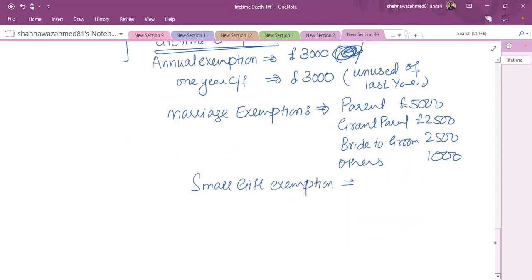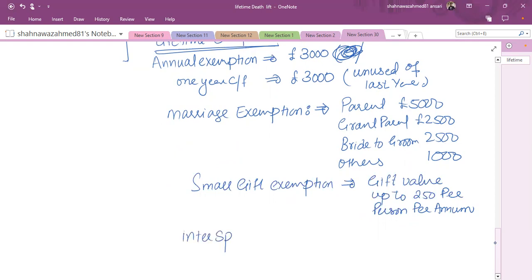And this relates to the gift value up to 250 pounds per person per annum. So this is exempt. But if the value of the gift is more than 250, then the whole amount is taxable. Remember that inter-spouse transfer is always exempt, whether during lifetime or at the time of death. So there is no tax on this.